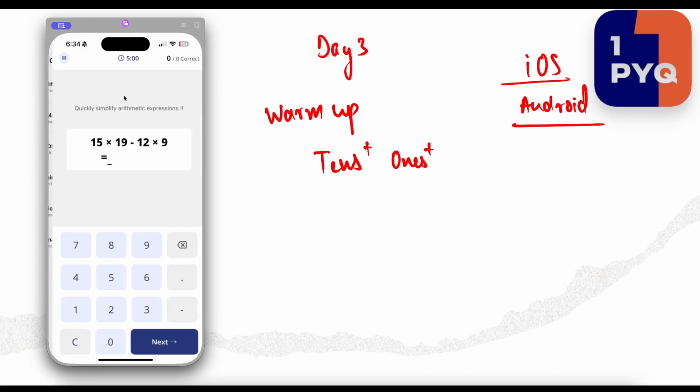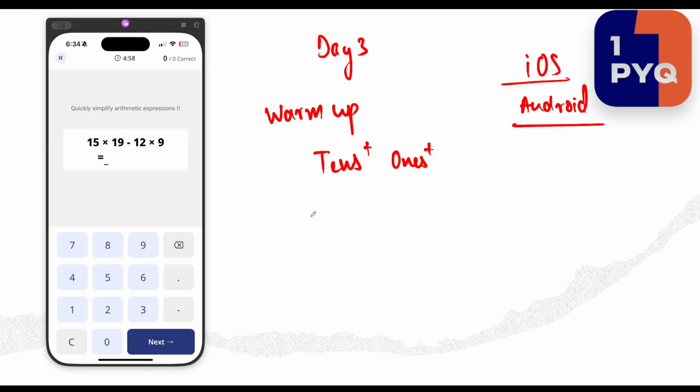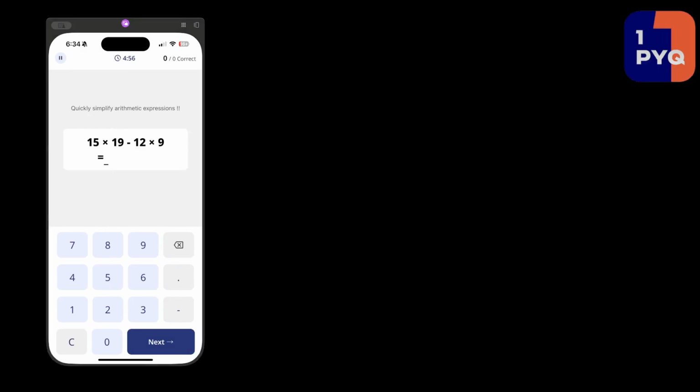So we'll do a little bit of calculations. The format which we are going to follow is BODMAS, and I'll try to solve a lot of things verbally, but I would recommend that you still do it on paper first.